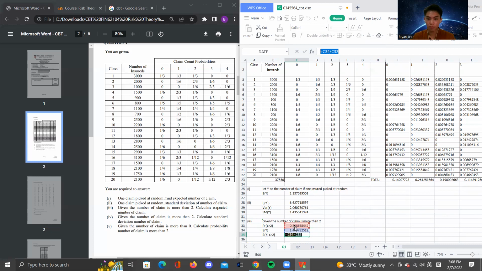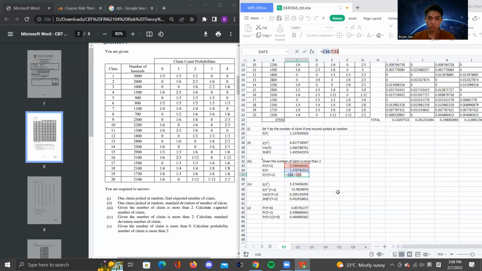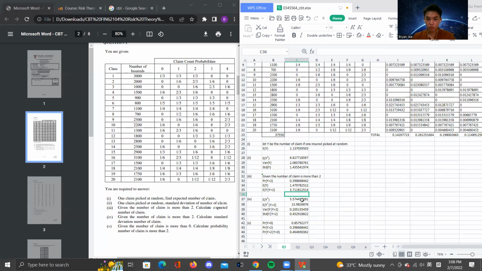Yeah, these two columns. Okay, so now let's move on to question 4. Given the number of claims is more than 2 again, we are going to calculate the standard deviation of the number of claims. So to find the standard deviation, we have to find the expected value of Y to the power of 2 given that Y is greater than 2, and then the variance and the square root will give the standard deviation. Okay, so how to find E[Y²]?